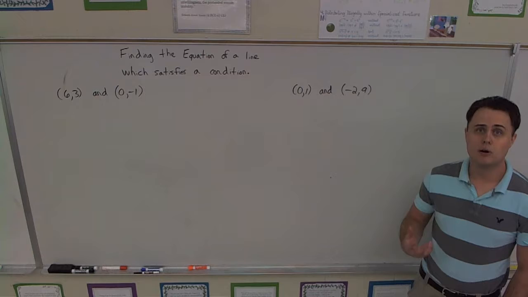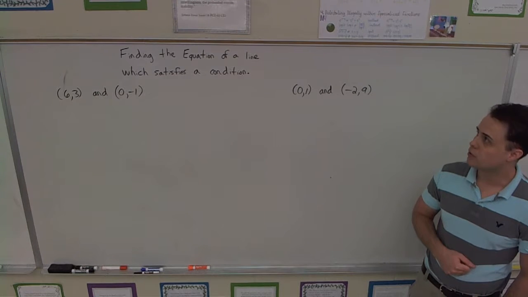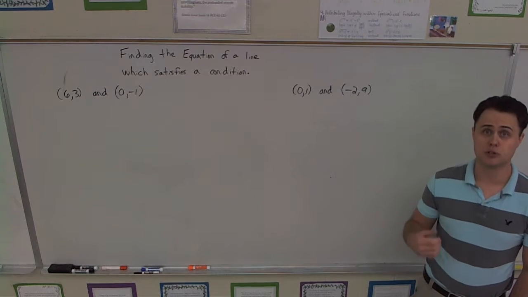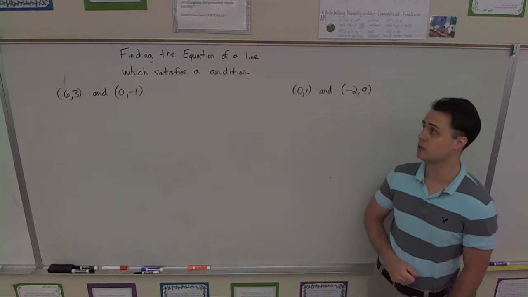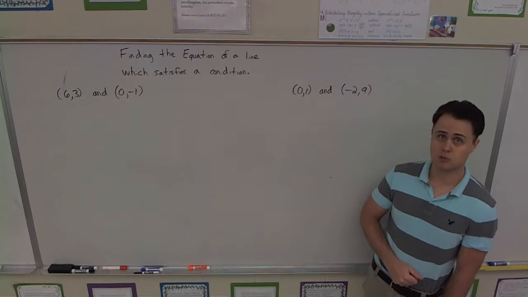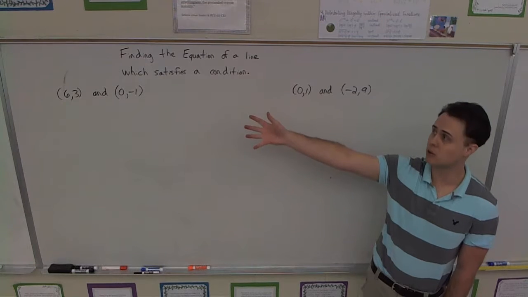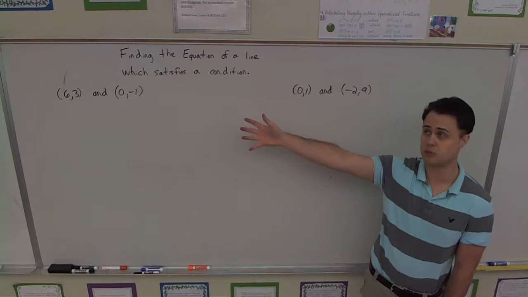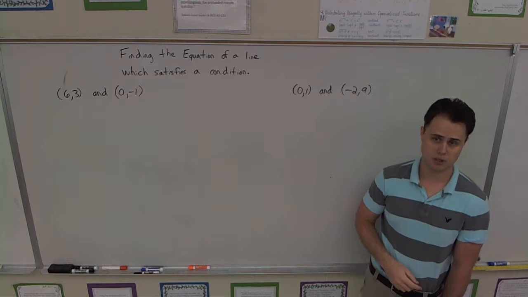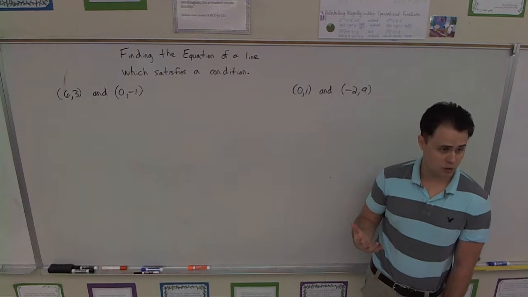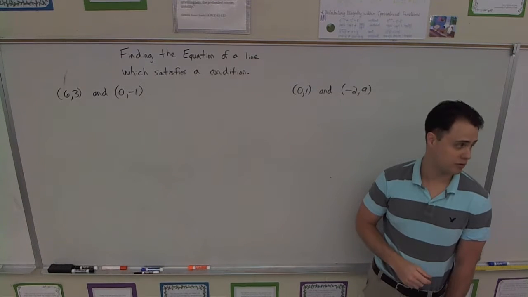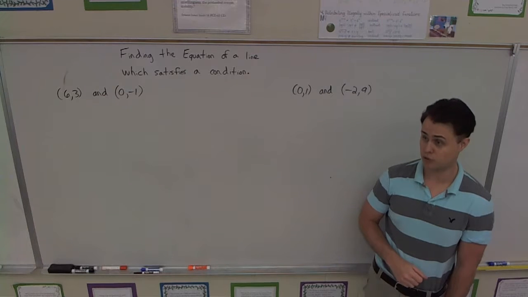Okay, so hello Algebra 1 students. Today we're going to look at finding the equation of a line that meets simple criteria. The first two examples we're going to look at are just a line that goes through 2 points. So we need to make the equation of a line, y equals mx plus b, that goes through both of those. There's a few different ways to do this, so I'll show you 2 different methods. You can choose the one that you prefer.